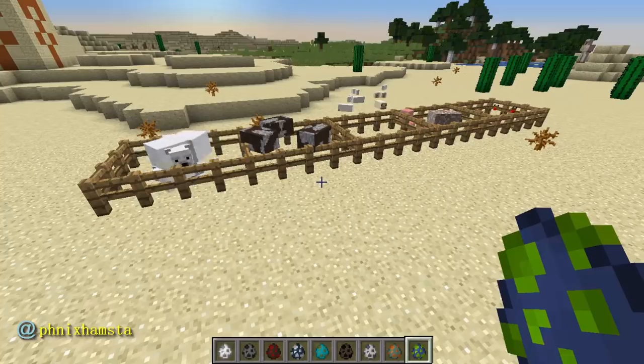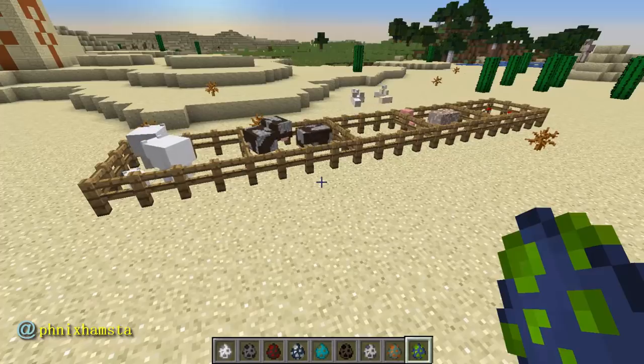Some of them are pretty funny, and you guys seem to like them from Twitter, so I've decided why not spend some time redesigning some mobs and just see what I can do.